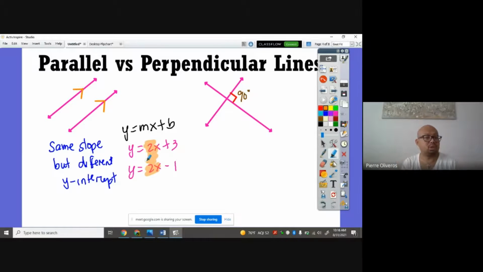They will not intersect. And if you remember, these arrows here are a good indicator or notation that the lines are parallel.